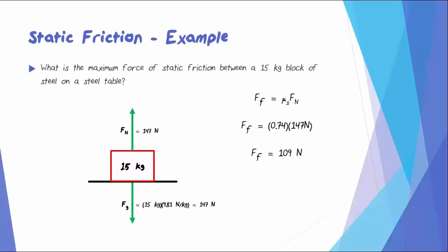But remember, this is the maximum friction. If we only exert an applied force of 50 newtons, the static friction as a reaction force is only 50 newtons. If we exert a force of 109 newtons, the reaction force will be 109 newtons. However, if we were to exert an applied force of 110 newtons, the static friction as a reaction force could only be 109 newtons. This would result in a net force that would cause the object to start accelerating, which would then turn into a kinetic friction problem.